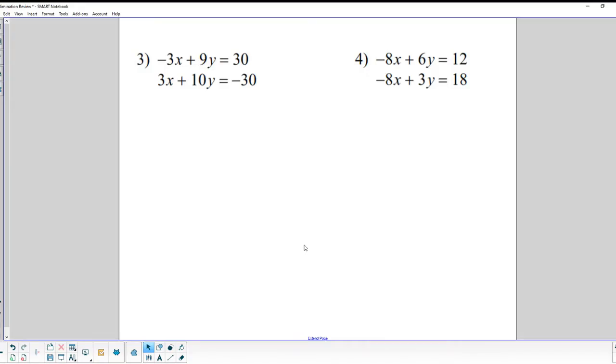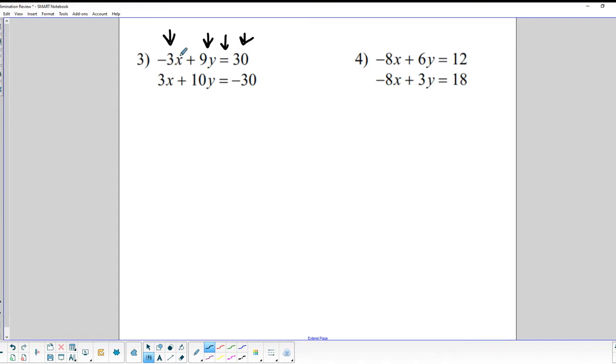Quick recap of what we've been talking about the last couple of days. We've been solving systems by elimination. And to do that, the equations have to be written so that you have the x terms first, the y terms second, the equal signs, and then the constants last over here. If they're written in that way, then you're ready to use elimination.